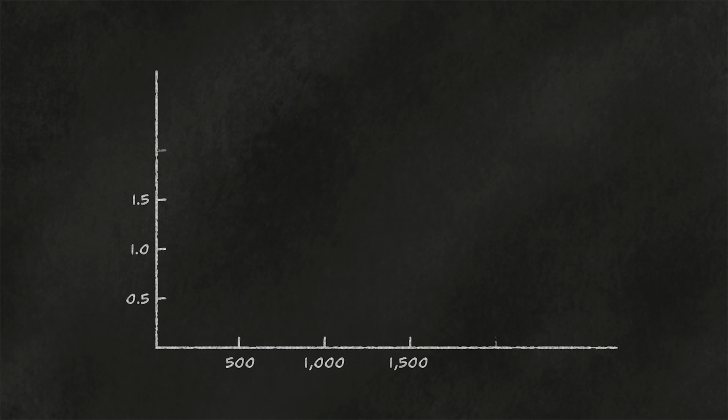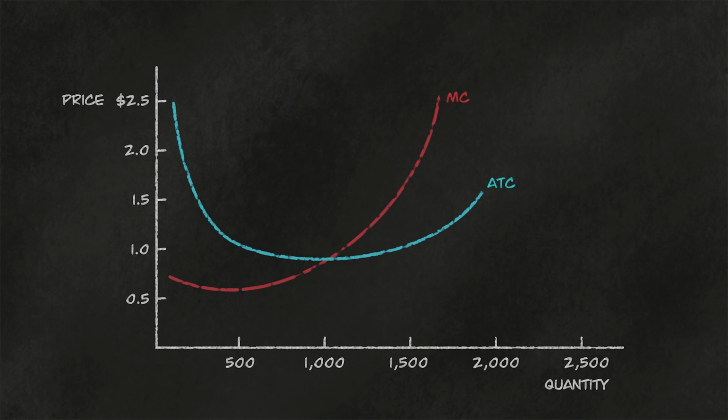Now, economists have developed ways to analyze a firm's costs, but for now, remember that economics is all about thinking on the margin, and costs are no different. So in this case, marginal costs are the change in the total cost associated with producing one more unit of output. So importantly, when marginal cost equals average total cost, the average total cost is at its minimum.